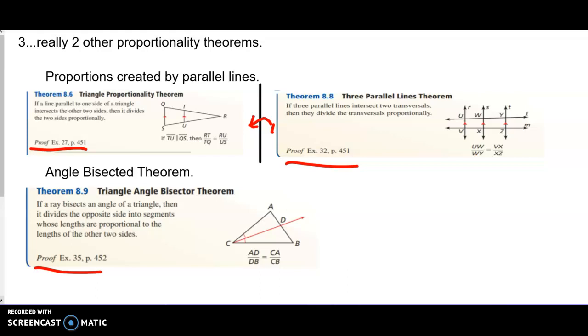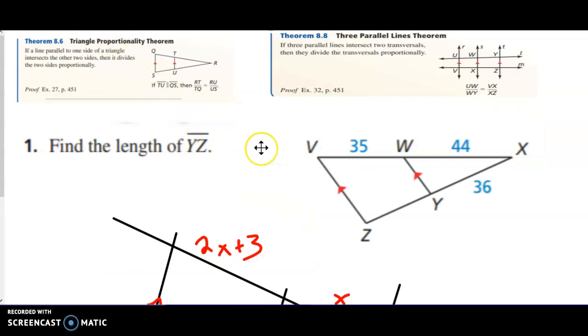Let's look at these. These are the 3 theorems that we'll look at. These top 2 deal with parallel lines, so we'll be looking for parallel lines. And then this one down here looks for an angle bisector of just a single triangle. So let's go through and look at some examples of how to use those. Here are the first 2, and I'll talk about why they're the same, but let's go through the examples.